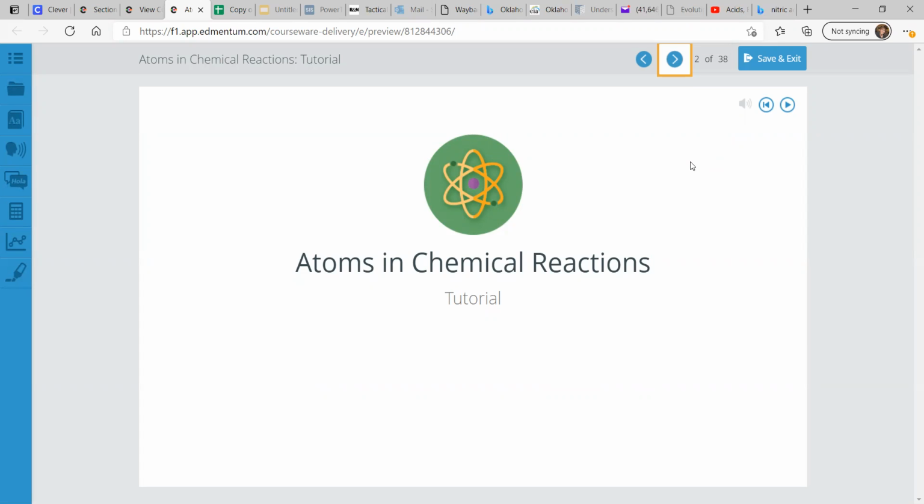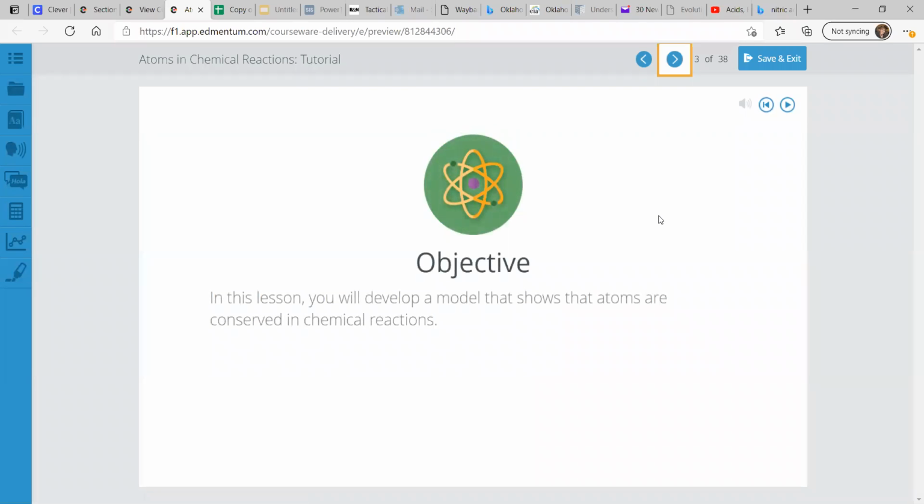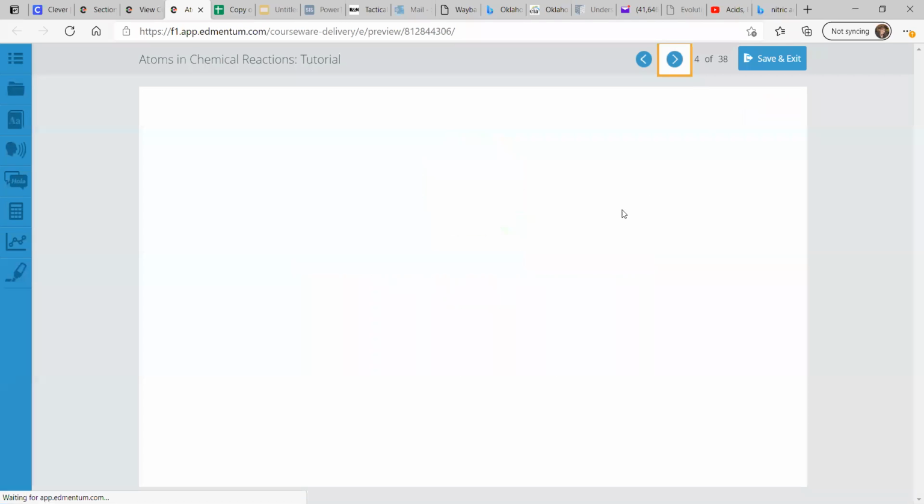Last time we looked at acids and bases and pH, and now we're going to look at atoms in chemical reactions. And hopefully by the end of this lesson, we're going to develop a model that shows that atoms are conserved in chemical reactions.